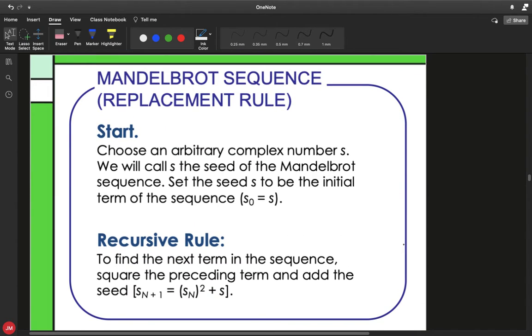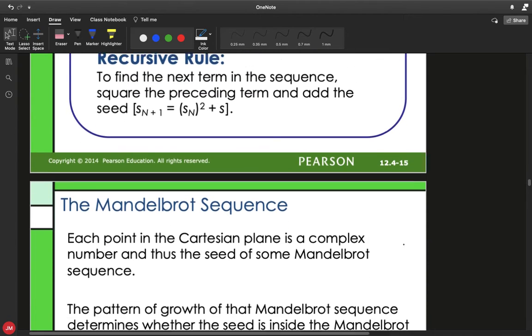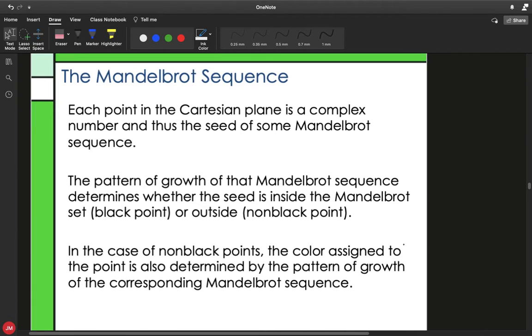So again, it's a simple replacement rule that we just talked about. Here are the definitions of those in case you wanted to copy them down. But again, it's a pretty simple process. Should be a pretty easy rule to remember.